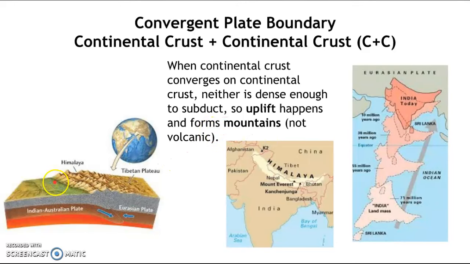Right? And the best example would be the Himalayas. And that's when the Indian-Australian plate crashed into the Eurasian plate and created uplift, this Himalayan mountain chain here. Right? And this is just kind of over time how the Indian plate crashed into the Eurasian plate. So this is how we get the Himalayan mountains today. So go ahead and take a minute to draw the Himalayan mountains on your map. Just label them Himalayan mountains. And you can actually label them C plus C for continental plus continental convergent boundary.